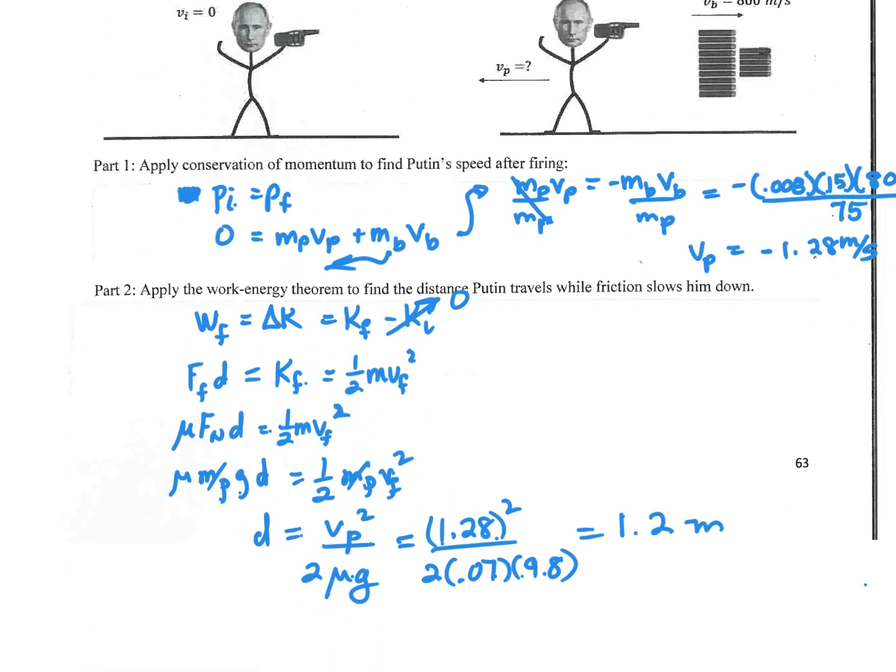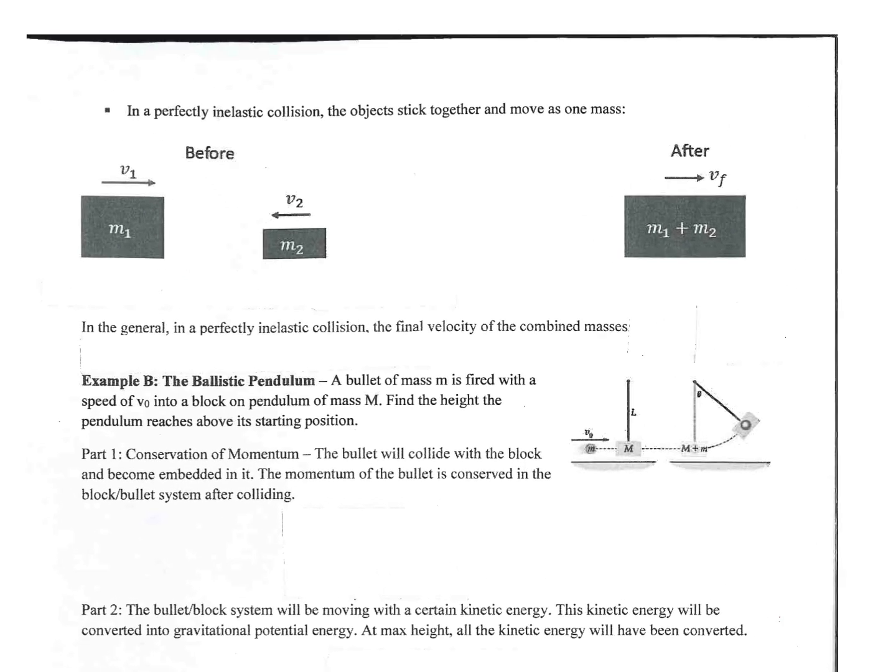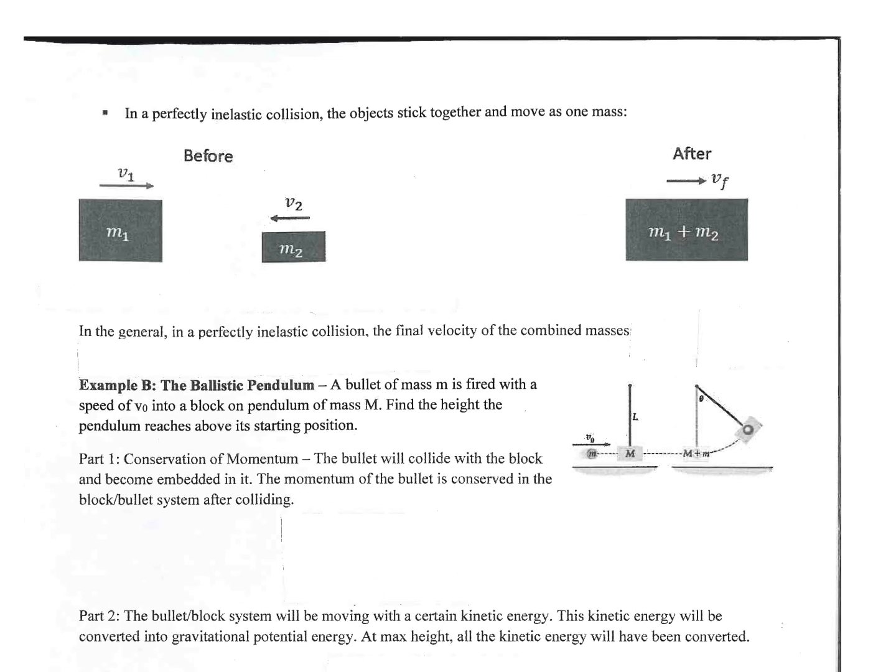Example A. Here we go. Kept skipping past. All right. So in a perfectly inelastic collision, the objects stick together and move as one mass. So what you're seeing is before we have two independent ones, one moving this way, one moving that way, and now they are both together moving in one direction. Which direction they move really depends on the masses and the relative velocities of them beforehand.